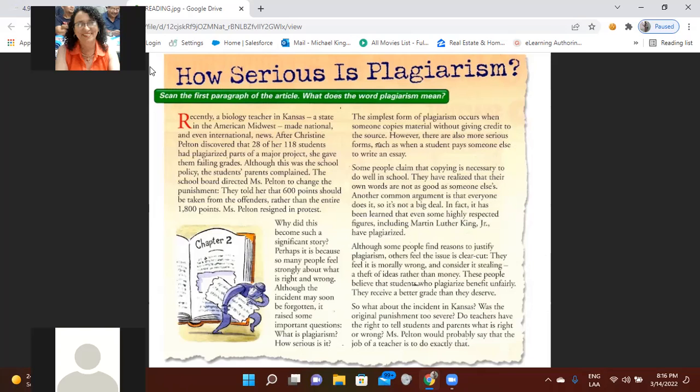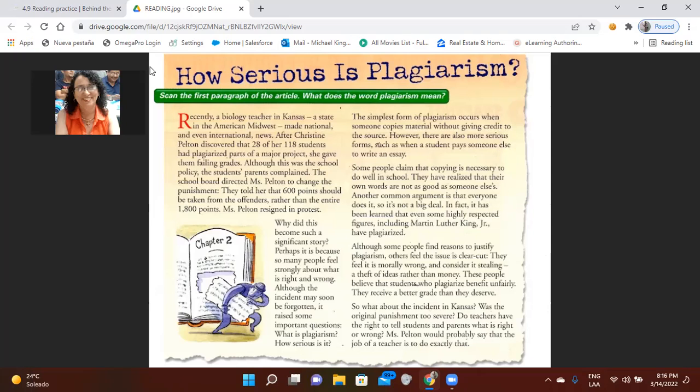Roxana Mendoza. All right, Roxana, continue. Some people claim that copying is necessary to do well in school. They have realized that their own work is not as good as someone else's. Another common argument is that everyone does it, so it's not a big deal. In fact, it has been learned that even some highly respected figures, including Martin Luther King Jr., have plagiarized. Excellent. Select somebody, please, to continue.